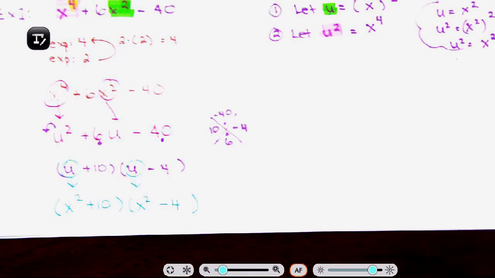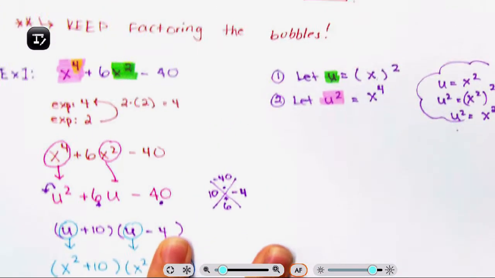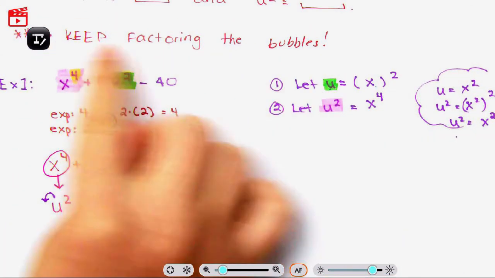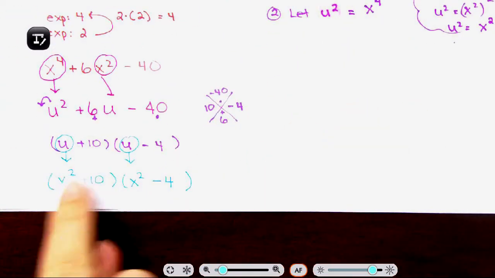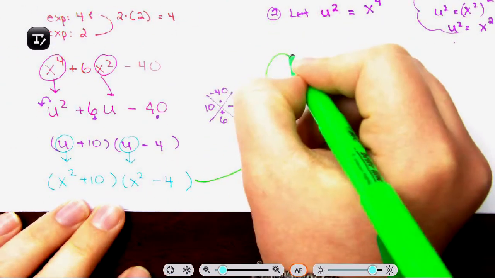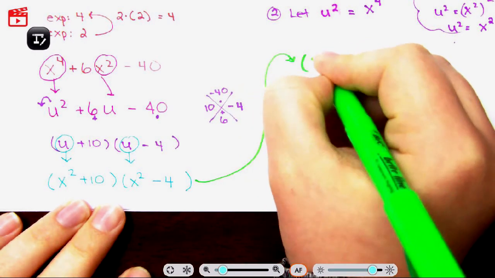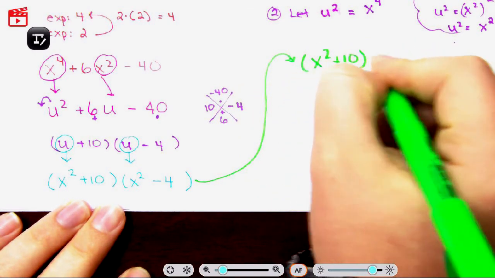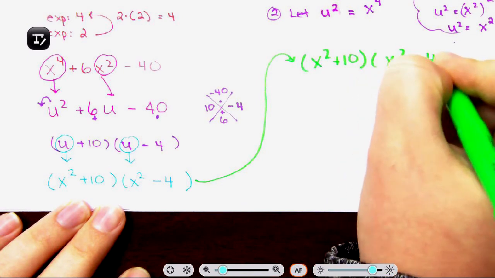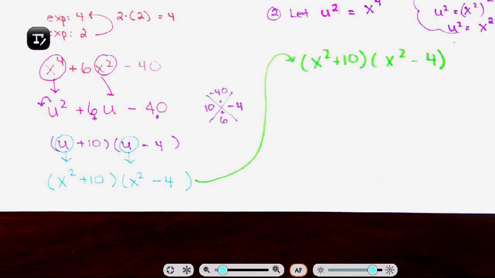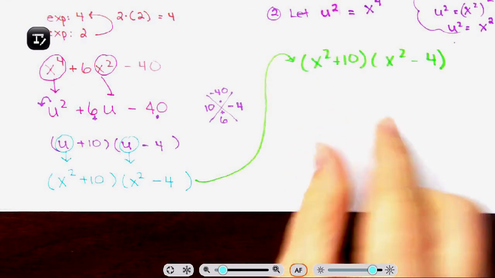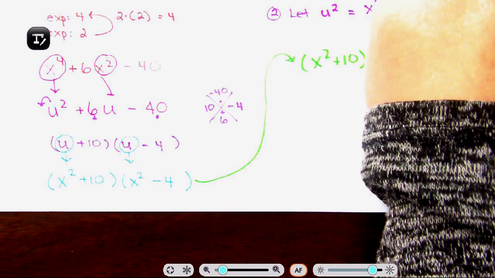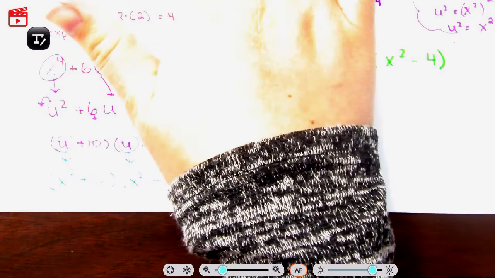Are you done? And everyone says together, no. We have to keep factoring the bubbles. So this is not done. We're going to take these, rewrite them, and check each bubble to see if it is factorable. Because you now have 2 terms in a bubble, you're going to check if this term is factorable, and if this term is factorable.